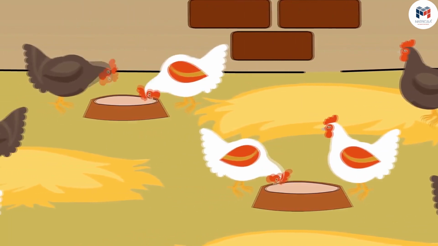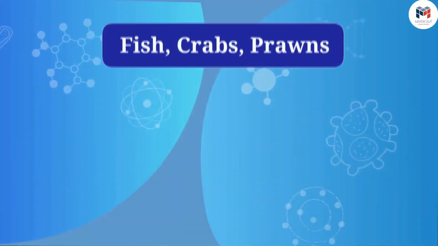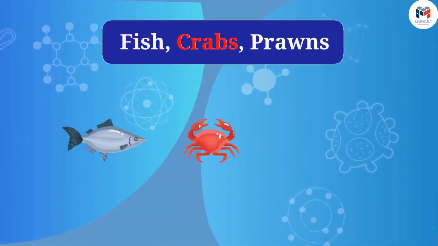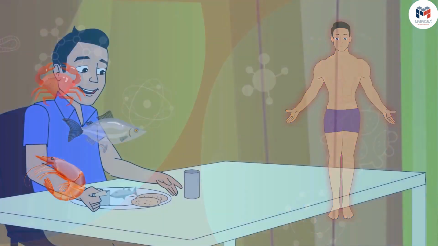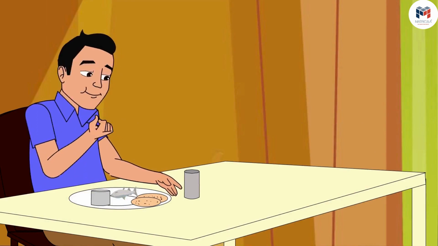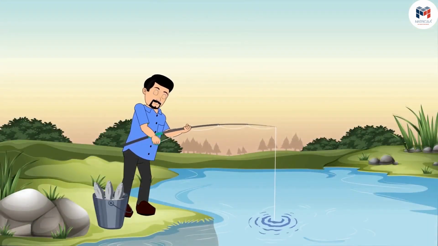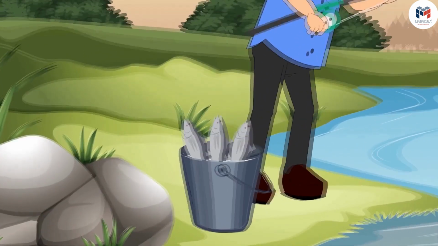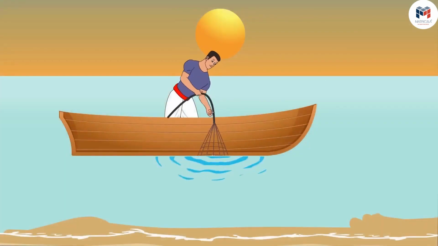Let us know about fish production now. Do you know that fish, crabs, prawns, etc. are very good source of protein and are consumed by large section of populations, especially in the coastal region. But where do humans catch fish? Humans catch fish from seawater and it is called fishing. Fishes are caught from the sea with the help of nets.